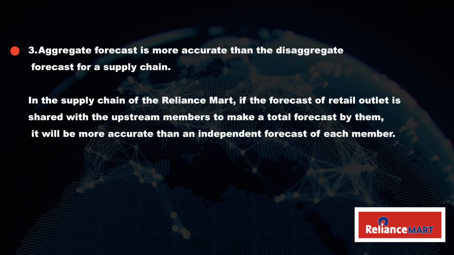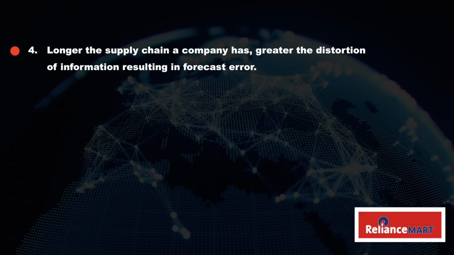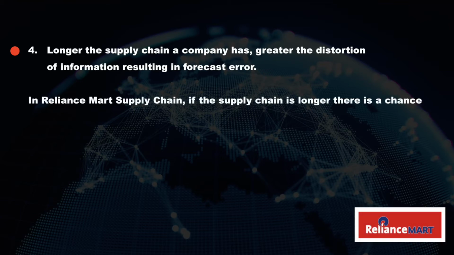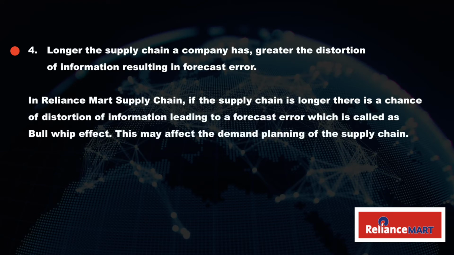Fourth characteristic, the longer the supply chain of a company, the greater the distortion of information resulting in forecast error. Example, the Reliance Mart supply chain. If the supply chain is longer, there is always a chance of distortion of information leading to a forecast error, which may cause the bullwhip effect. This may have an impact on the demand of the supply chain.